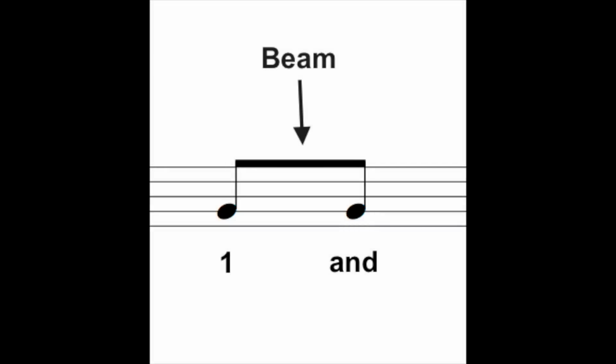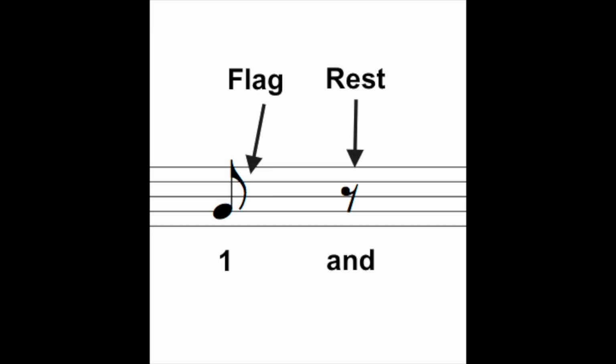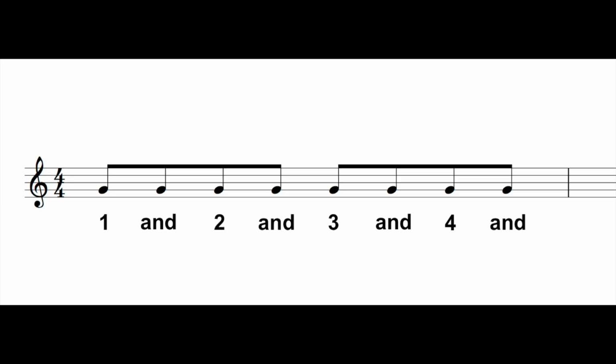An eighth note receives 1/2 of a beat. It can be played on the downbeat or on the offbeat. Eighth notes are often played in pairs or groups of 4 and are attached with a beam. Single eighth notes use a flag, which you can see right here. Next to the single eighth note, you'll see an eighth rest, which receives 1/2 of a beat. To count eighth notes, we will use the word "and" between each beat number.